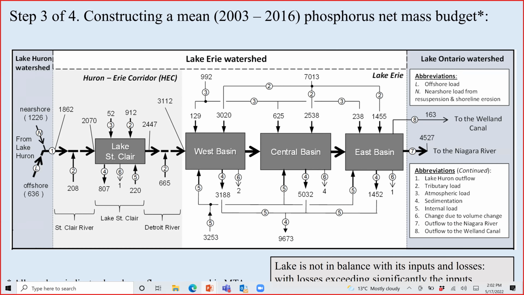Our budget indicates that the system is not in balance, with nutrient losses significantly exceeding the external loads. So additional loads are necessary to balance losses with the inputs. You can see those red arrows showing the numbers, expressed in metric tons per year. To meet the equilibrium conditions, such additional loads must amount to 220 metric tons for Lake St. Clair and almost 3,300 metric tons of phosphorus for Lake Erie, all 3 basins of Lake Erie.